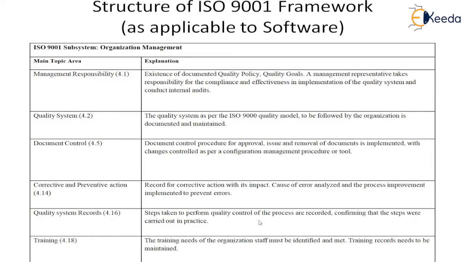You have quality system records. This is basically confirming the steps taken to perform quality control of the process, how the quality was controlled for each process, what the methods of checking, inspection, testing, and so forth are, all the quality assurance and quality control processes, whether they were carried out, whether the record exists or not, and how it is carried out. And then finally, under the quality management, the organization management, we have training, because the resources of organizations keep changing. So training needs of the organization staff is covered under the organization management.